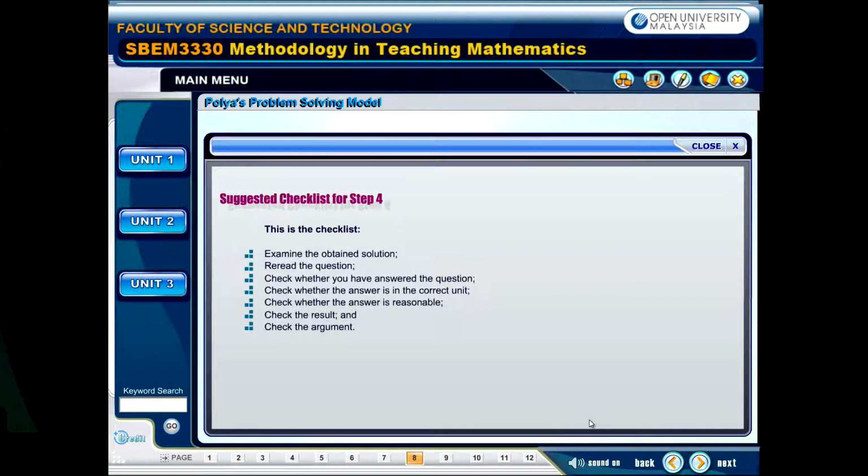This is a checklist. Examine the obtained solution. Reread the question. Check whether you have answered the question. Check whether the answer is in the correct unit. Check whether the answer is reasonable. Check the result. And check the argument.